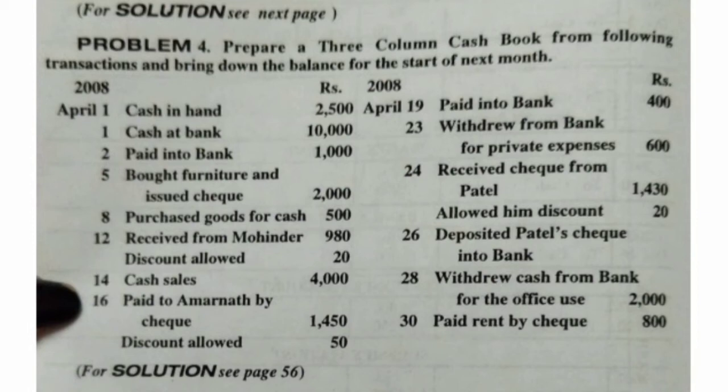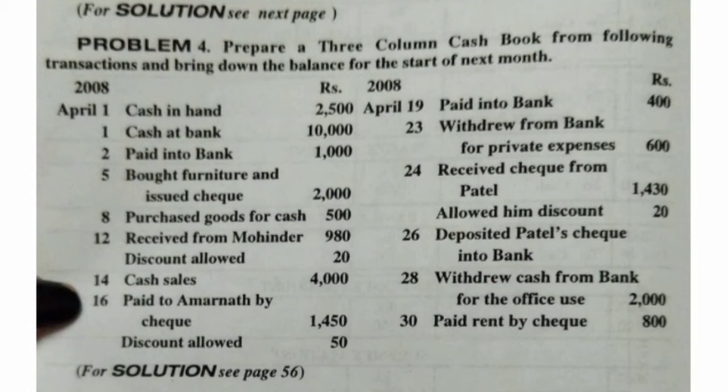Withdrew from bank for private expenses. Private expenses is nothing but personal expenses. So drawings account debit to bank account. So bank account is on the credit side, drawings account debit to bank. So by drawings on the credit side in the bank column 600.